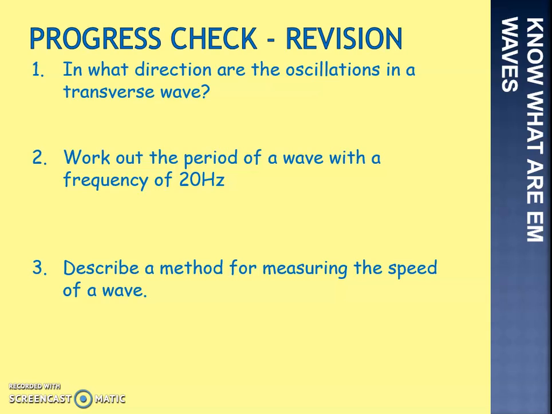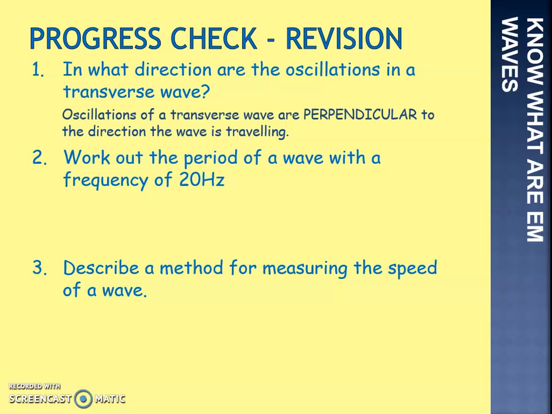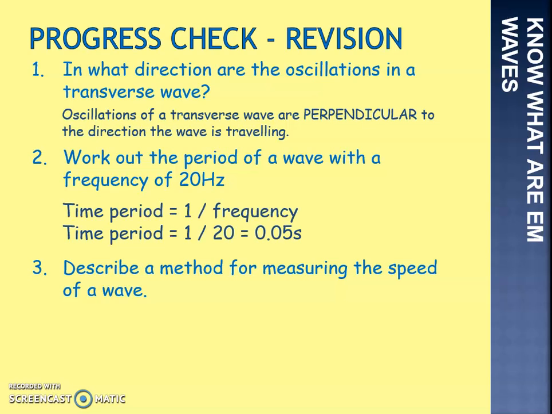Okay, question 1. What direction are the oscillations in a transverse wave? So the oscillations of a transverse wave are perpendicular to the direction in which the wave is travelling. So they're at right angles to it. What's the period of a wave with a frequency of 20 Hz? Time period is equal to 1 divided by frequency, so the time period would be 1 divided by 20, giving us a period of 0.05 seconds.